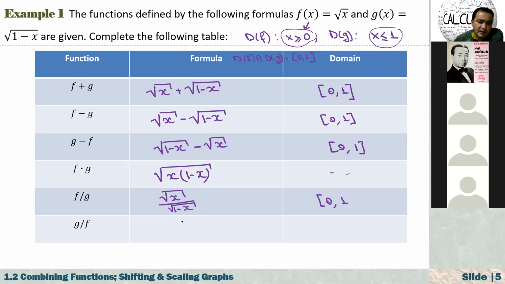And how about g over f? G over f is square root of 1 minus x over square root of x. As you see here, if x equals 0, we will have 0 in the denominator, which is not defined. So the domain of this combination of these two functions will be from 0 not inclusive to 1. 1 is inclusive because in the numerator we can have 1.